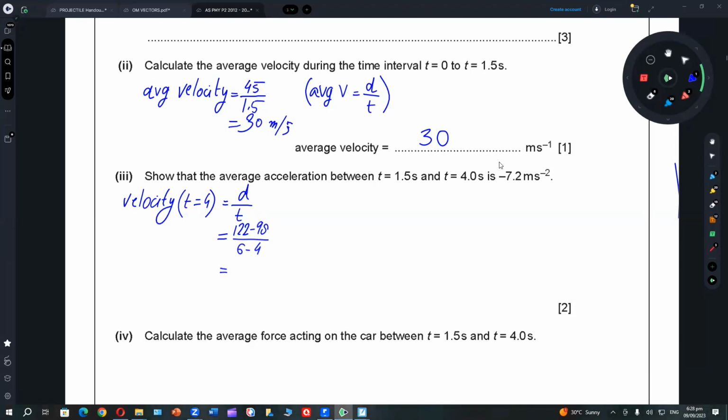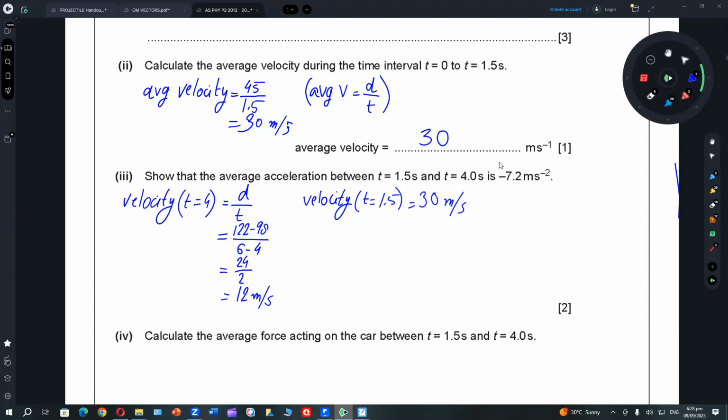Sir, is it 12? Oh, Saad, your voice is back. Good. And it is 12 meter per second. I got the velocity at 4 and I have already the velocity at 3. Now I can use the formula. Velocity at 1.5, sorry, I have the velocity at 1.5, that is 30.